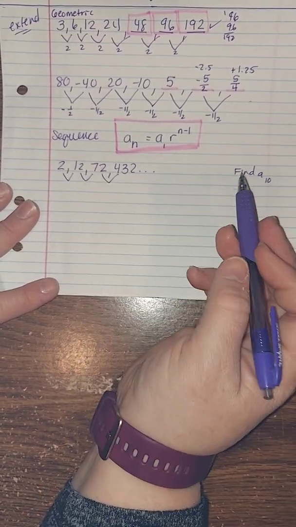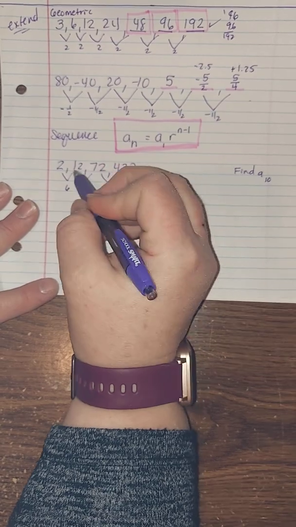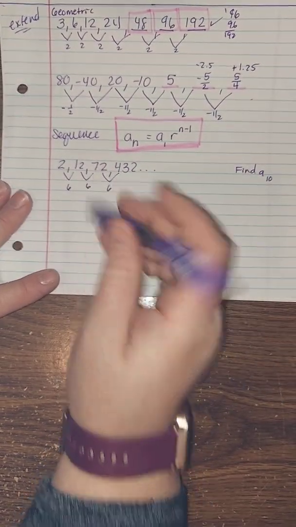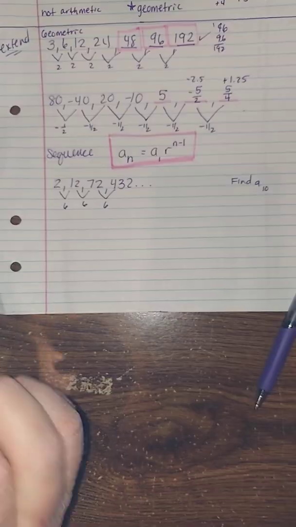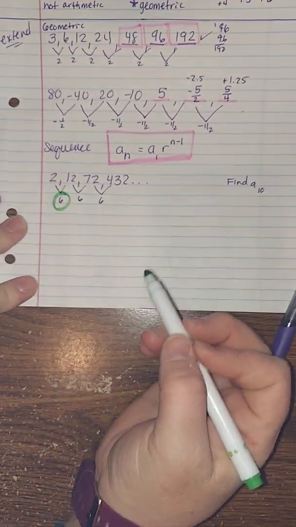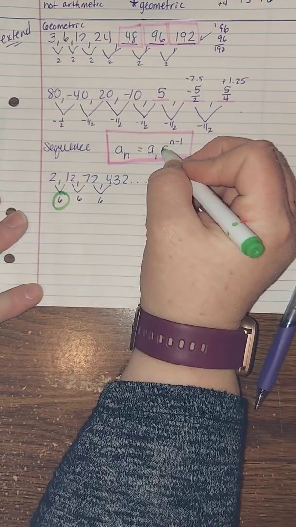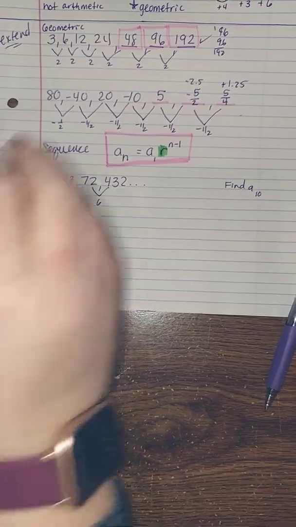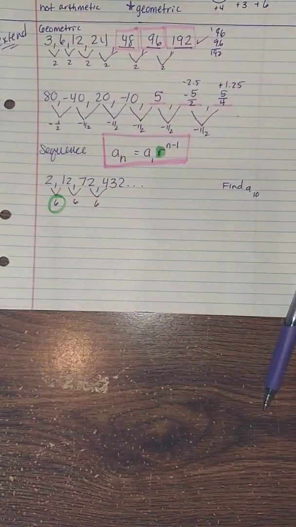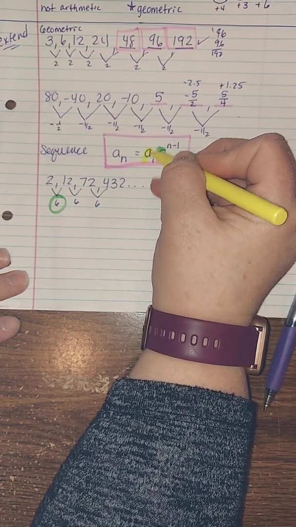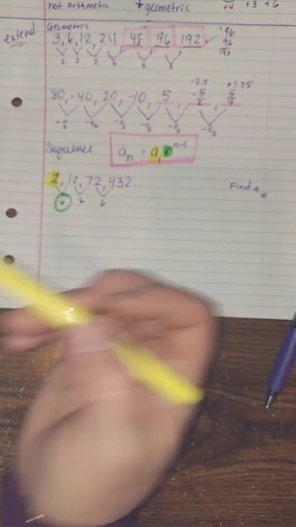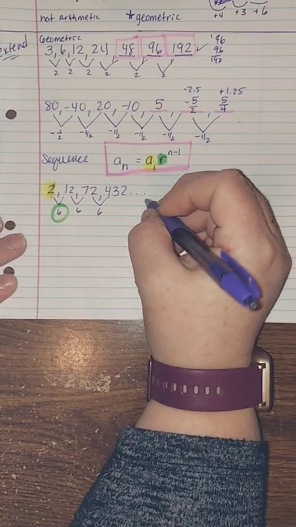So 2 times what is 12? 6. 12 times 6 is 72. 72 times 6 is 432. Okay, so 6 is going to be our R, our multiplier. And then the other piece is, what's our first term of the sequence? Well, that's easy. It's the first one given. Okay, so here we go.